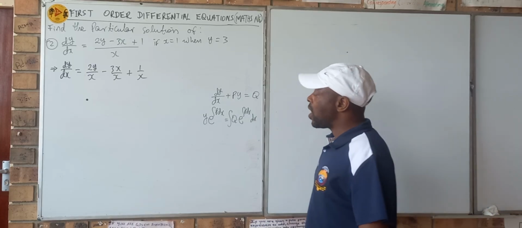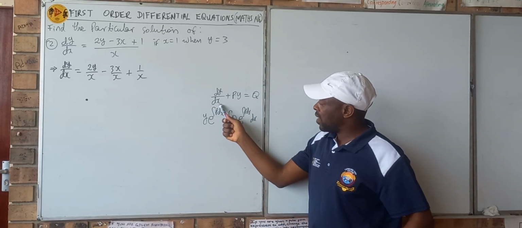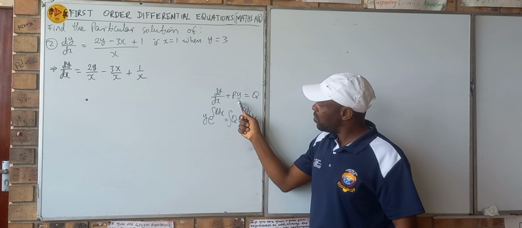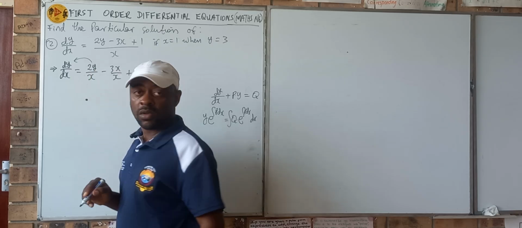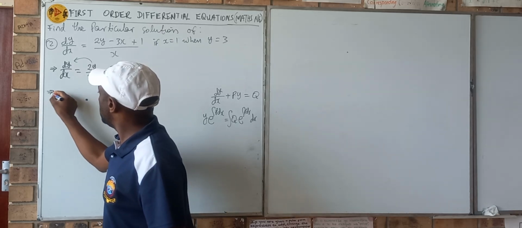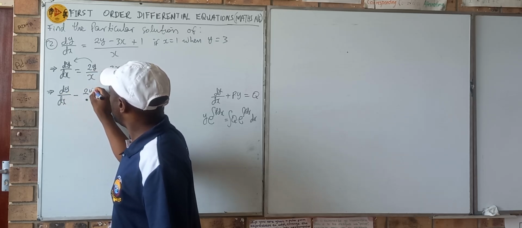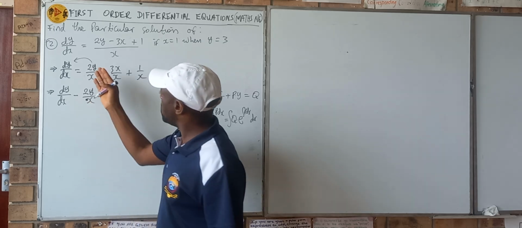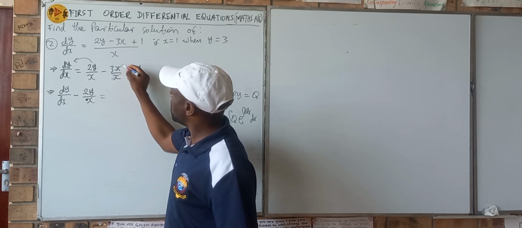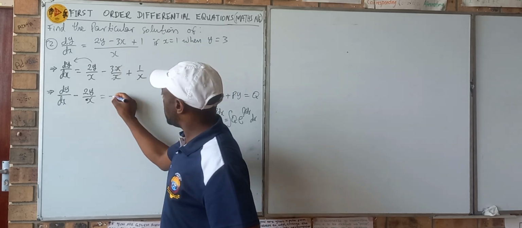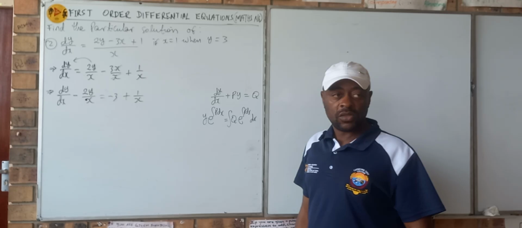But of those 3 terms, one of them must move to the left to meet dy/dx so that it looks like a standard form. The one that is moving must be the one that contains y, which means this term has to move across. If it moves, I'm left with dy/dx minus 2y on x, since this is moving, equals, on the right, x here will take care of itself. So I'm left with negative 3 plus 1 on x. So up to so far, that's what I'm seeing.